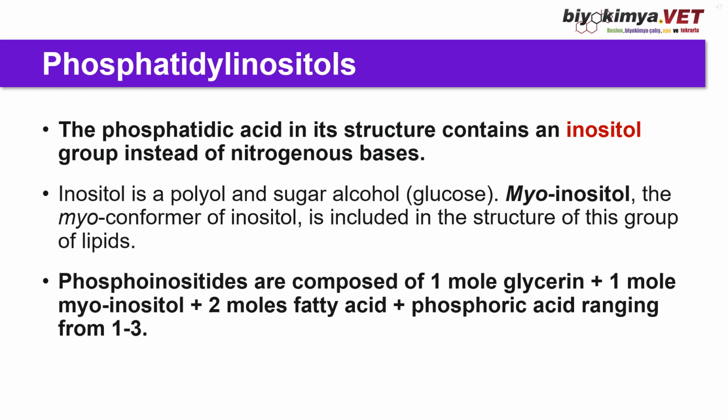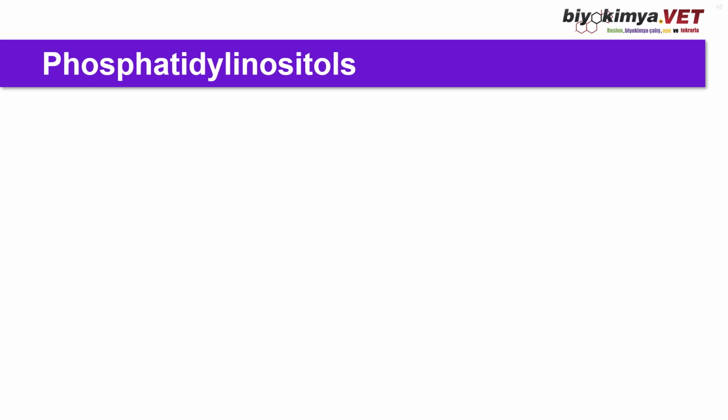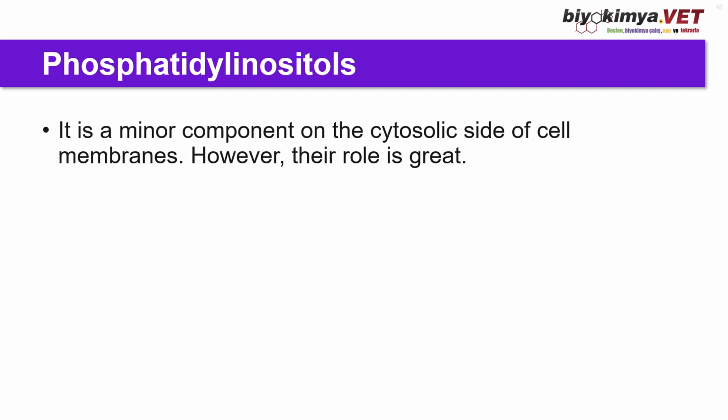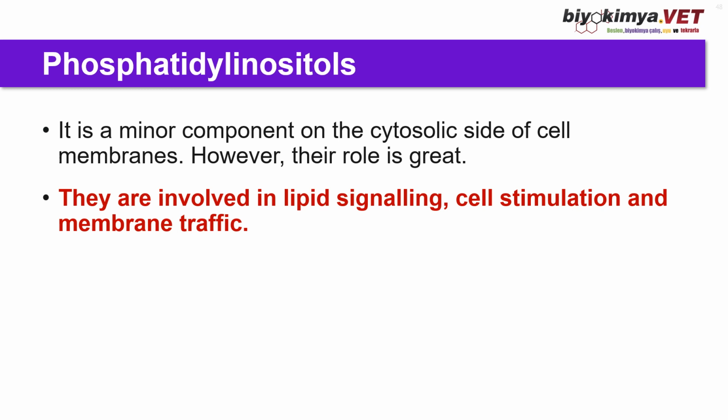Phosphoinositides are composed of 1 mole of glycerol, 1 mole myoinositol, and 2 moles of fatty acid plus phosphoric acid, ranging from 1 to 3. So they may contain multiple moieties of phosphoric acid, and they are widely found in nature. Phosphatidylinositols are a minor component on the cytosolic side of cell membranes. However, their role is great. They are involved in lipid signaling, cell stimulation, and membrane trafficking.